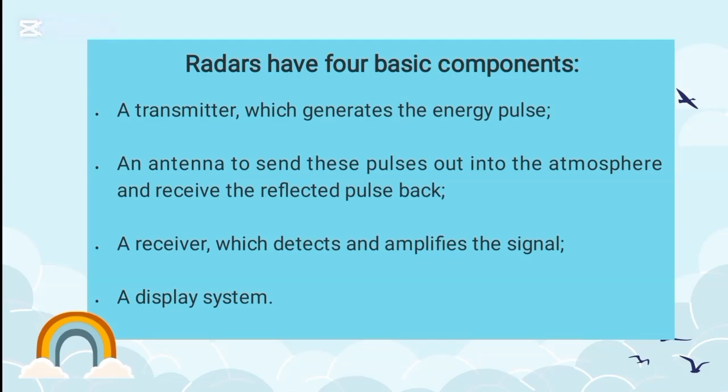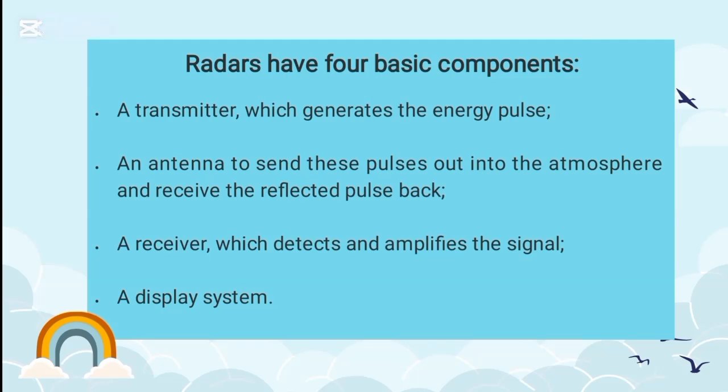So, radars have 4 basic components. Number 1 is the transmitter, which generates the energy pulse. Ang pulse na ito ay pinapadala sa atmosphere upang ma-reflect sa mga bagay na natagpuan doon tulad ng ulan, yelo o iba pang mga objects. Number 2 is an antenna to send this pulse out into the atmosphere and receive the reflected pulse back. And the third is a receiver which detects and amplifies the signal. Ito naman ang receiver ay tumatanggap at nagpapalakas ng signal na galing sa antena. Kapag ang signal ay bumalik mula sa mga object, tinitiyak ng receiver na may sapat na lakas ang signal upang maproseso ito ng radar.